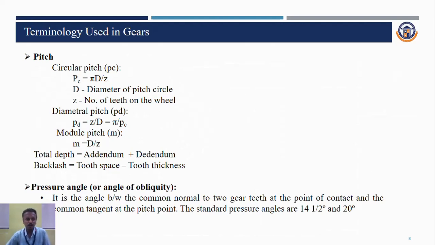Next important terminology is pressure angle. The angle between the common normal of two gear teeth at the point of contact and the common tangent at the pitch point is called as pressure angle. The standard pressure angles are 14.5 degree and 20 degree. So we have to use these two angles only. Either we have to use 14.5 degree or 20 degree.